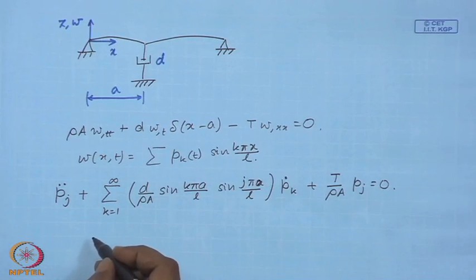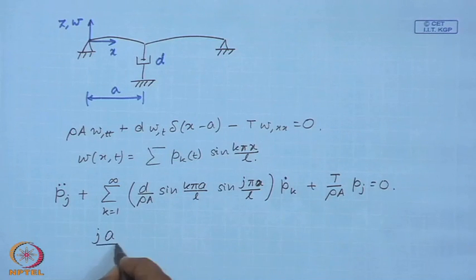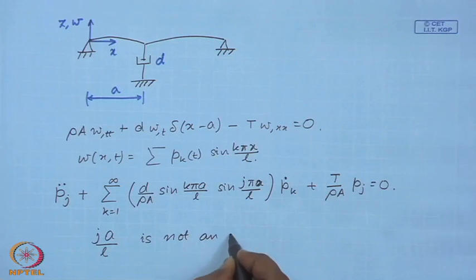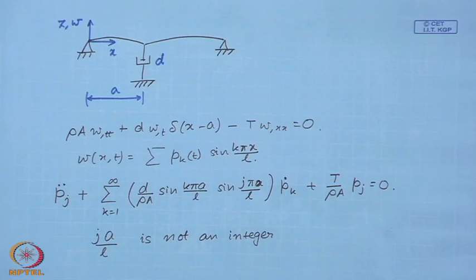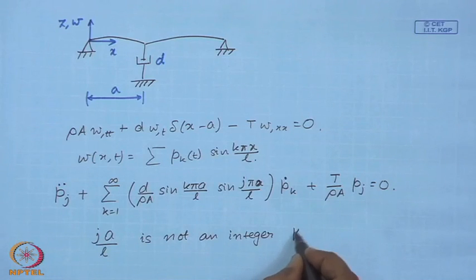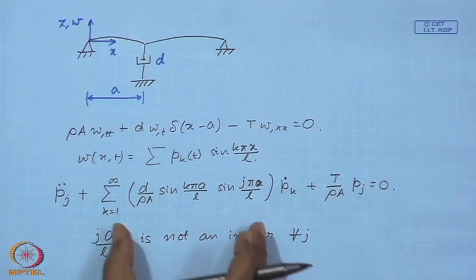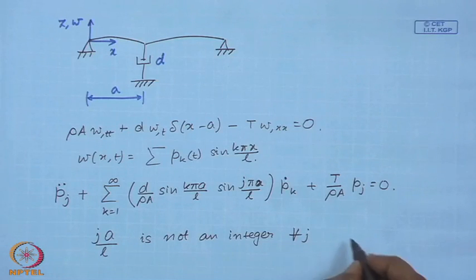Now, if you consider that this j times A over L is not an integer, so if you can adjust this A such that this is not an integer for all j, then you will find that all modes are damped, whereas if this does not happen, then some of the modes will not be damped. So, for this situation, when this is not an integer, what we have is known as pervasive damping.